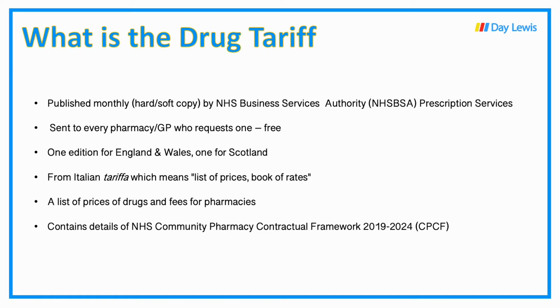It will be a list of prices of drugs and fees for pharmacies. So it gives you the prices of drugs to be reimbursed and any fees that the pharmacy is able to claim for. It contains details of the NHS community pharmacy contractual framework. This is the basics of what a pharmacy is able to do and, again, claim fees for.